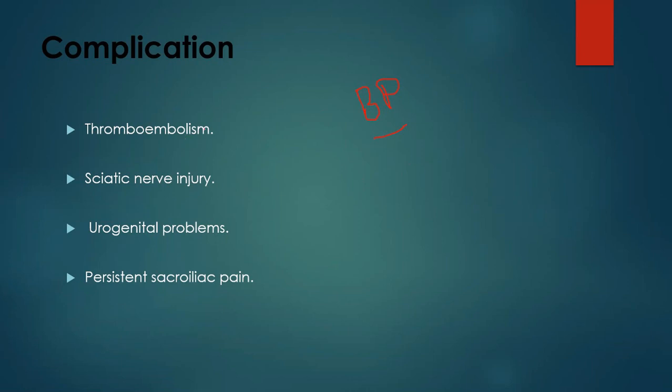The other risk or complication for the patient is an increased risk of DVT, so we can give some kind of anticoagulation. There is an increased risk of sciatic nerve injury. One of the most common problems is urogenital, the bladder injuries or urethral injuries. And the most commonly encountered chronic pain, at the sacroiliac site, is a complication of these fractures.